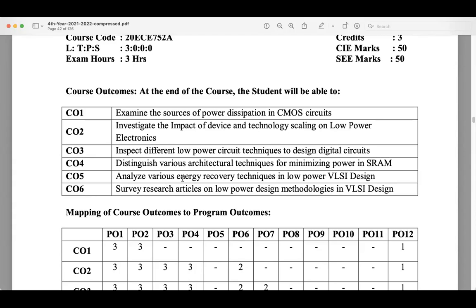Okay, so we're going to analyze various energy recovery techniques in low power VLSI design. Energy recovery is one interesting thing where you try to get back the energy which has been dissipated. I remember an article where in one of the countries the ACs that are being used usually have hot air that vents out, right? The room where it is fixed is going to be cool, but the vented air is too hot.